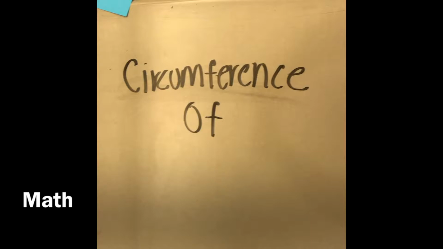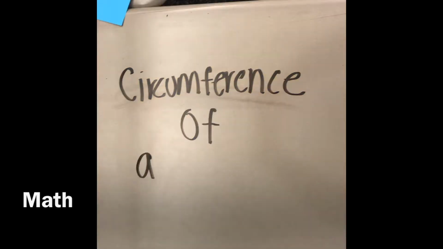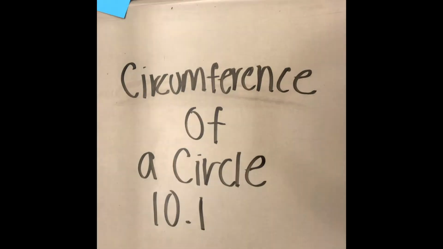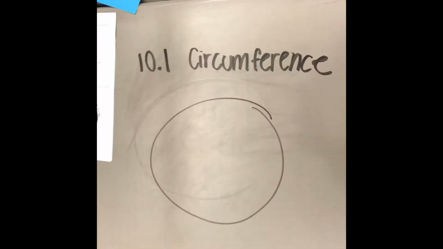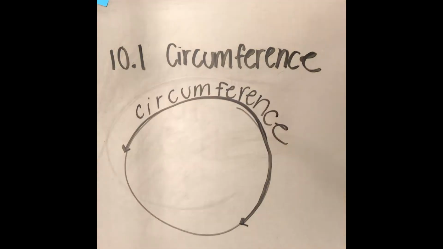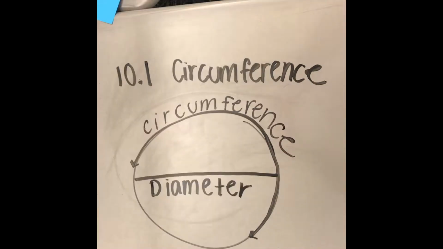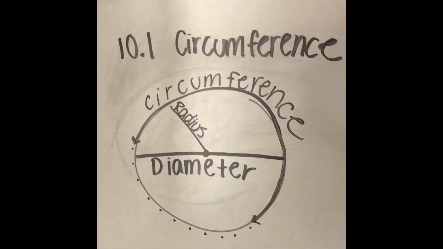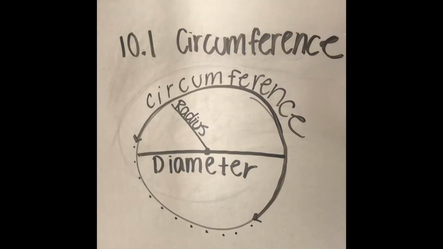Circumference of a circle. Circumference is the perimeter around a circle. The diameter is the length across the circle. The radius is half the diameter.